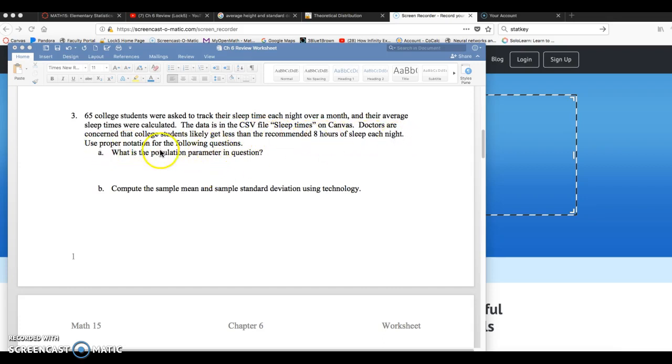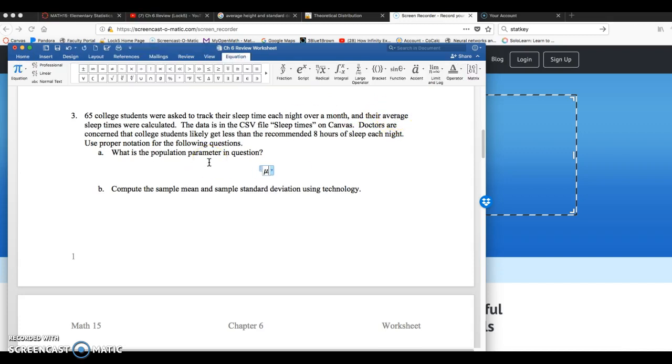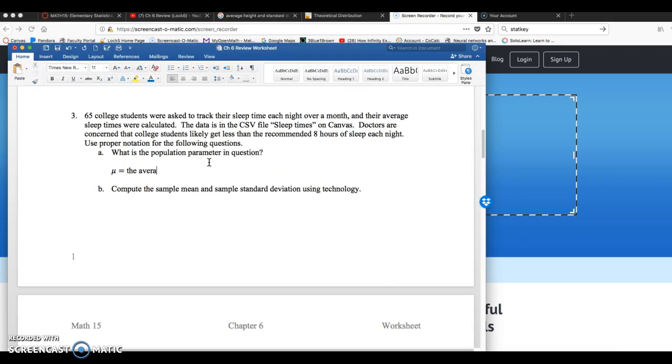So we use proper notation for these questions. What is the population parameter? We're looking at an average or mean, so for the population parameter we use the character mu. This is the average sleep per night for a college student. These researchers want to know, on average, how many hours of sleep per night does the average college student get? I should say hours of sleep per night for a college student.